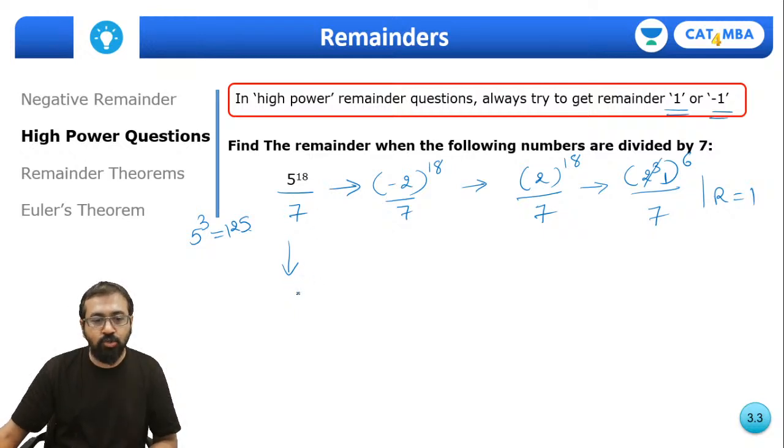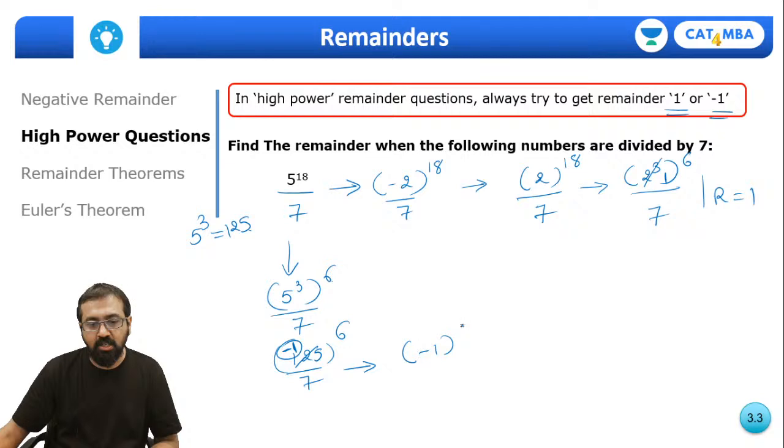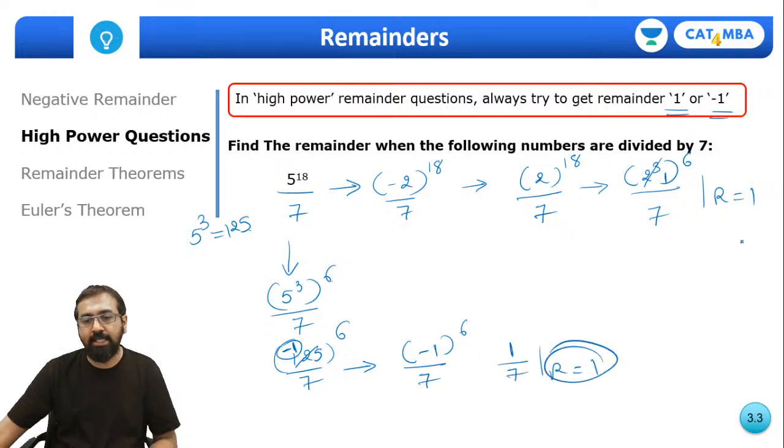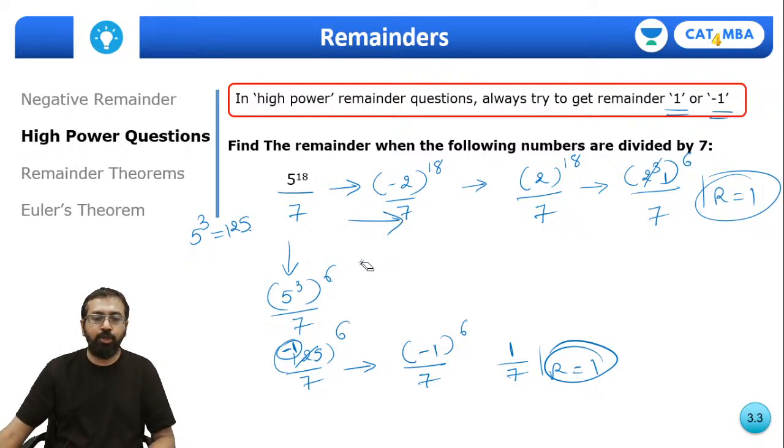So yes, 5 raised to 18 can be written as (5 cube) whole raised to 6. And now we need to divide this one by 7. So 5 cube is 125, raised to 6, divided by 7, and 125 divided by 7 leaves remainder -1. So now my question is -1 raised to 6 divided by 7. Of course, negative number, even power, it's going to be 1. So 1 divided by 7, the final remainder is going to be 1 only. You do it this way or you do it that way, the remainder is going to be 1.